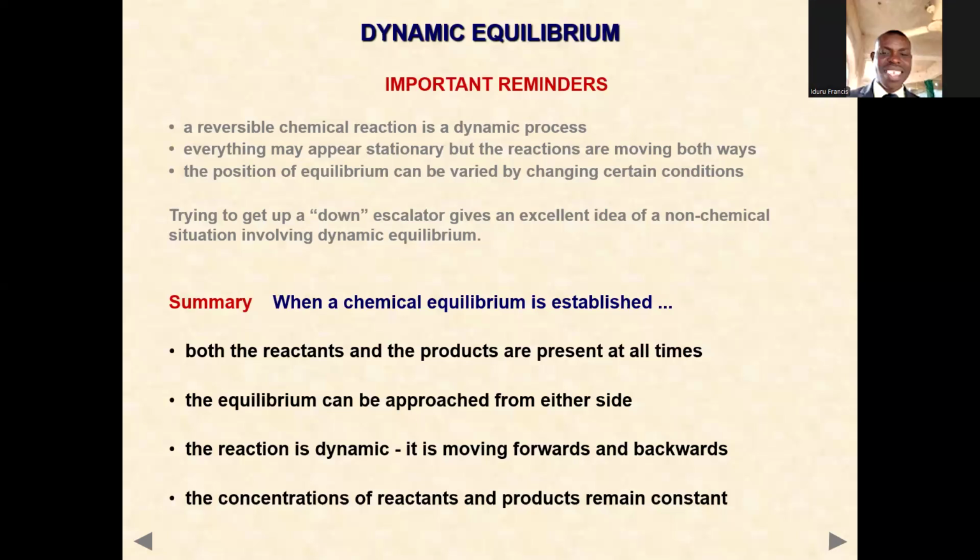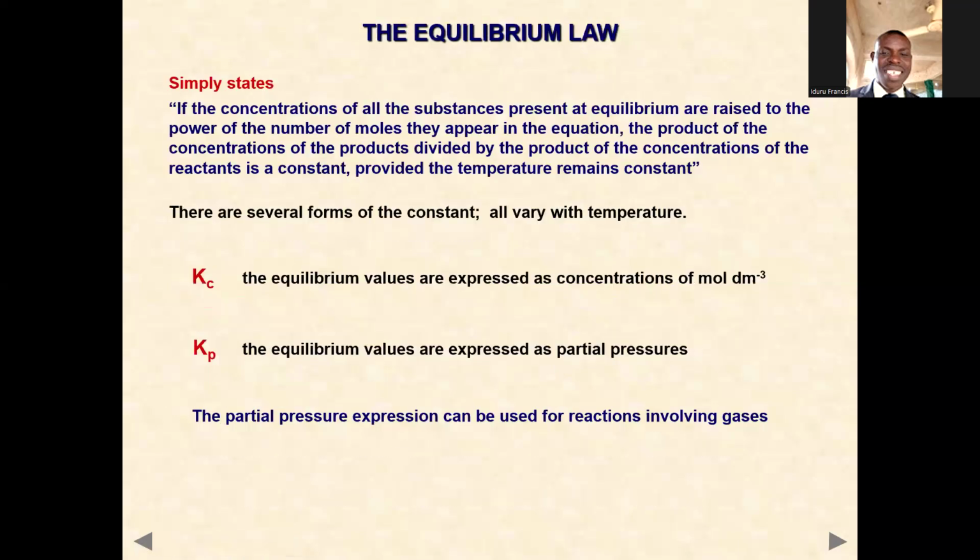So let's look at what is in the next slide. Don't forget that we have mentioned that the concentration of the reactant and product is a constant. So let's look at the next one. Simply put, this is what we call the equilibrium law.